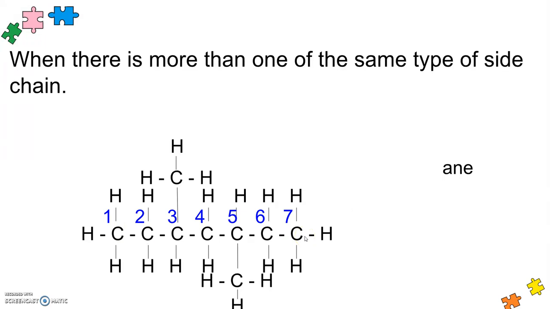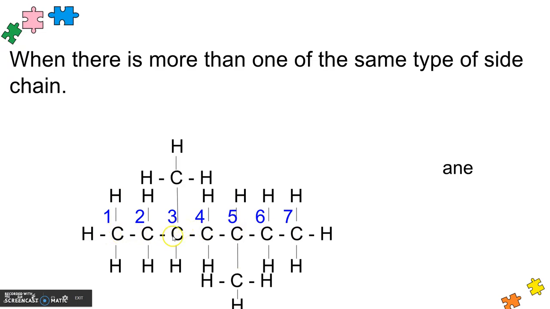How do I number this? In this case, this compound is symmetrical. What do I mean with symmetrical? Whether I number it from this side or that side, my first side chain will in both cases be on carbon number 3. If I go from this side, I've got a carbon attached to the 3rd one. If I started over here, 1, 2, 3, there I will also have a carbon connected. So in this case, it doesn't really matter whether I number from this side or that side.